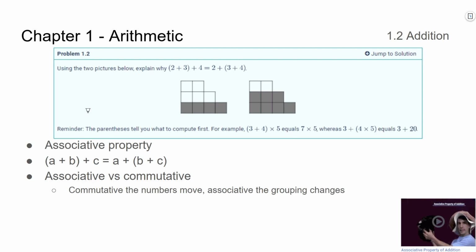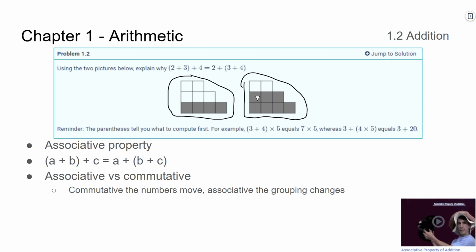All right, so in this problem, in the first grouping, we're grouping together the 2 and the 3, so this white section here. So first we're going to add this white section, and then we'll add this darkened section. Versus over here, first we add the darkened section, and then we add the light section. But you can see, once again, just like the first problem, the size of these images are exactly the same. And in this case, they're even oriented the same way.